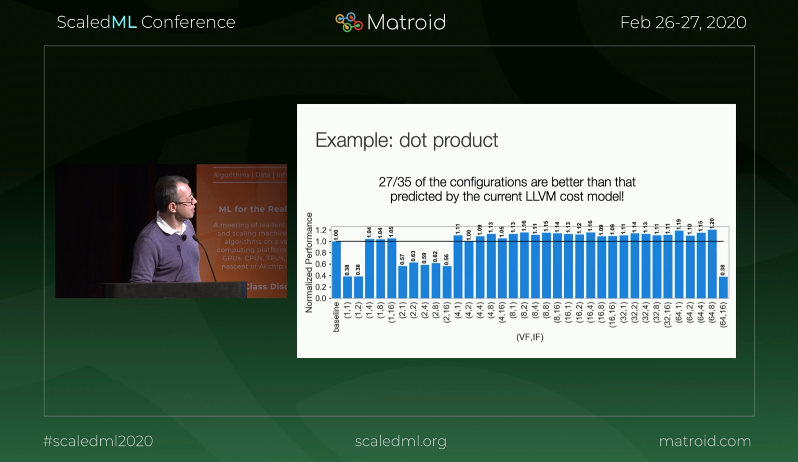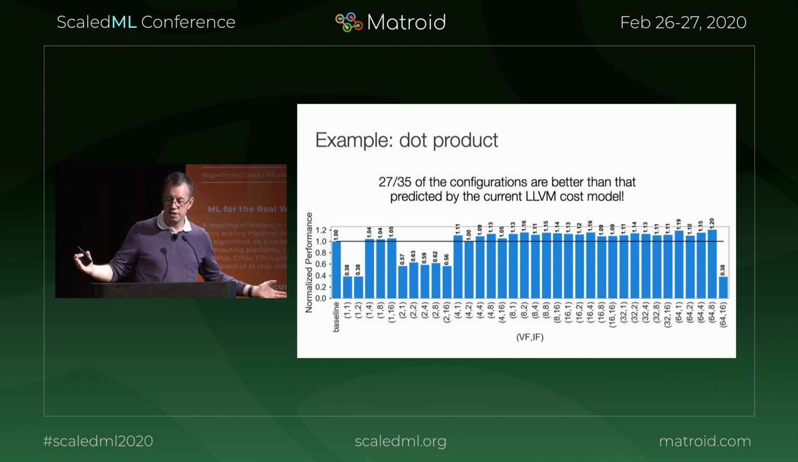But the funniest thing is that, at least for these simple examples, if you try all the possible combinations of the arguments, then in 27 out of 35 possible combinations, you actually do better than the default. The baseline there is the first bar. Again, you have 35 possible combinations of these parameters, and in 27 you do better. So again, this basically says there is room for improvement.